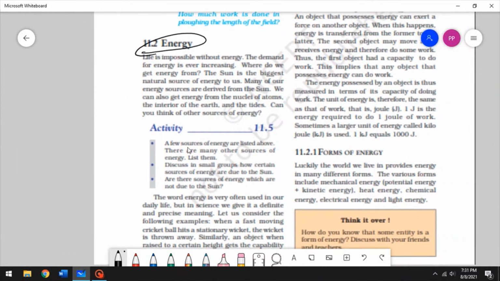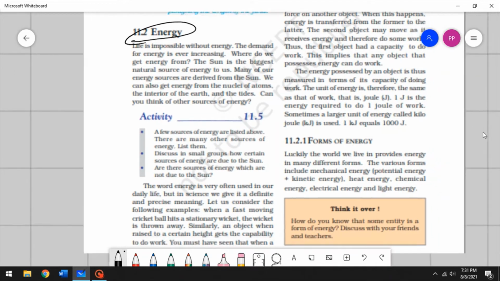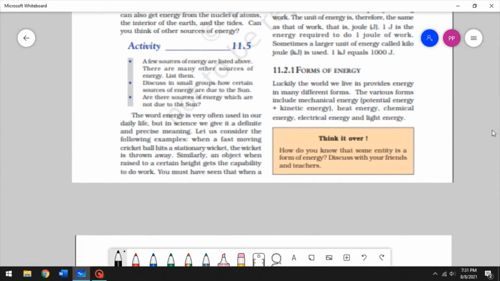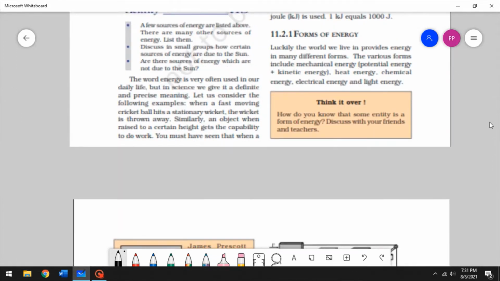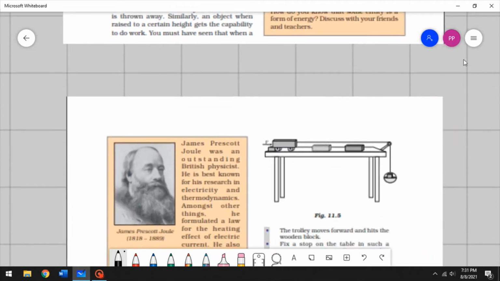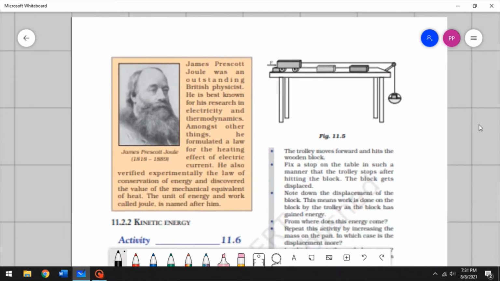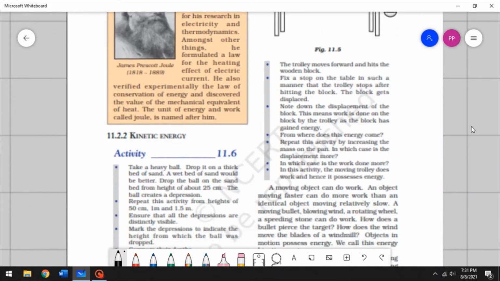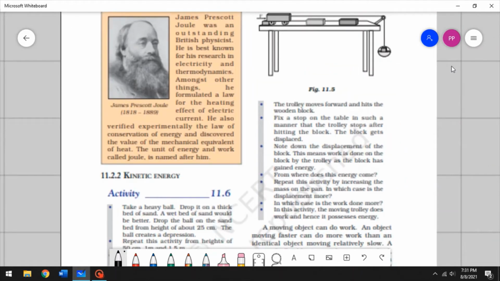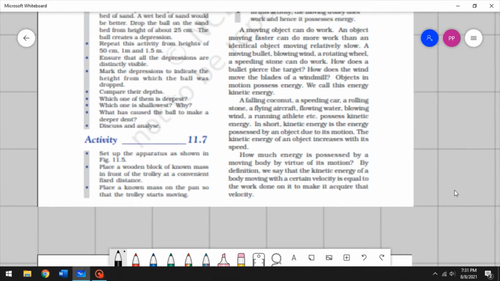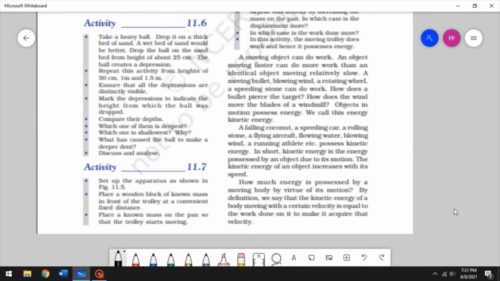Alright, so let's talk about the forms of energy. So how do you know that some entity is a form of energy? Think it over and discuss it with your friends or your teachers or your parents. Alright, so we're talking about kinetic energy now. We have two activities that you can try. Alright, and once you try them, let's move on.